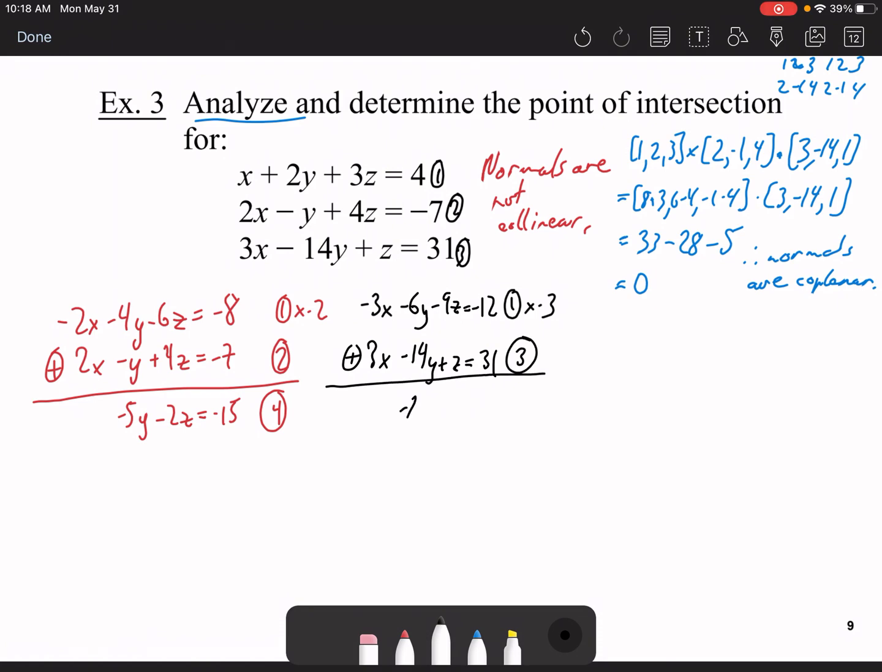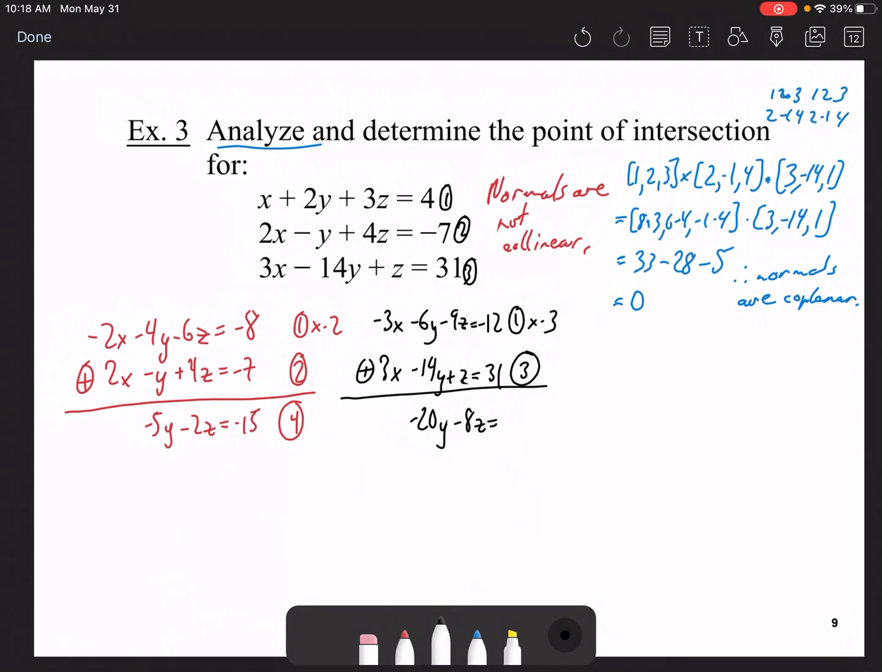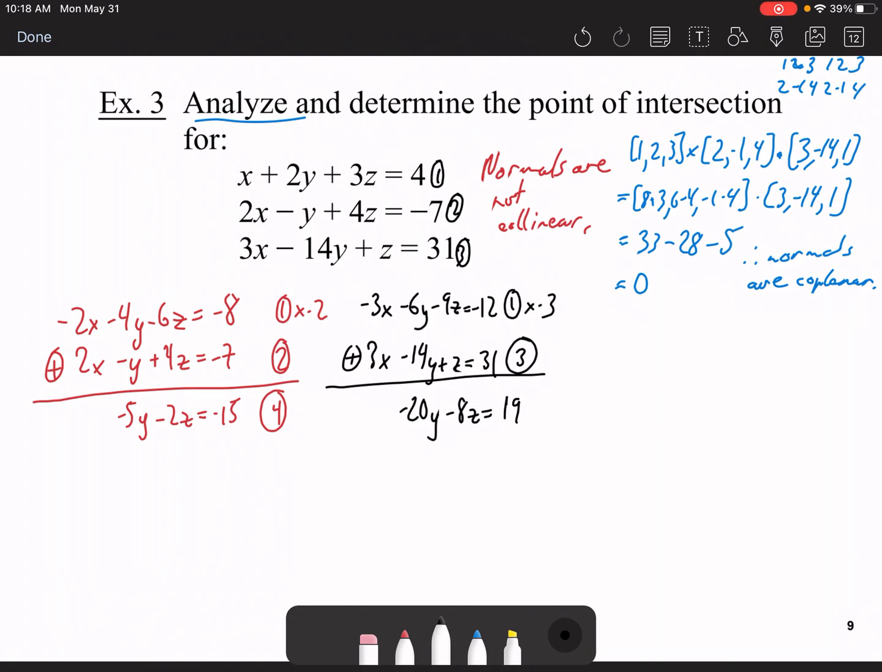So in this case, I get negative 20y minus 8z equals 19. Well, you may notice that the negative 5y minus 2z is actually 4 times smaller than negative 20y minus 8z. However, the negative 15 and the 19 are not multiples of each other.